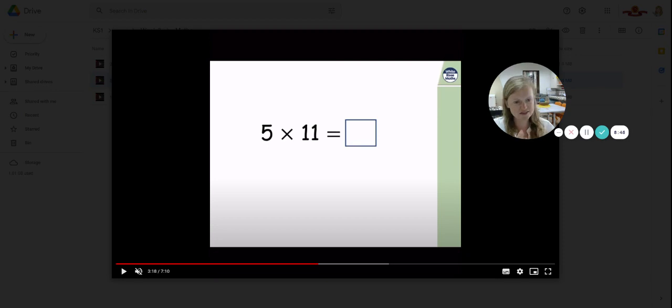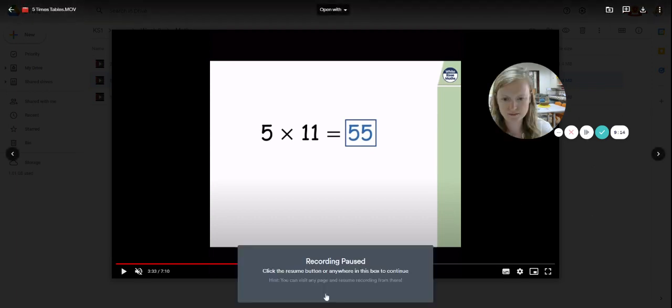My answer is 55. Am I right? Let's have a quick look. I am. I used my counting in 5s strategy to help me out. We haven't learned our 11 times tables yet, so we can't switch that around for the moment. We maybe do that next year. All right, so we've used our counting in 5s to help us understand our multiplication tables.